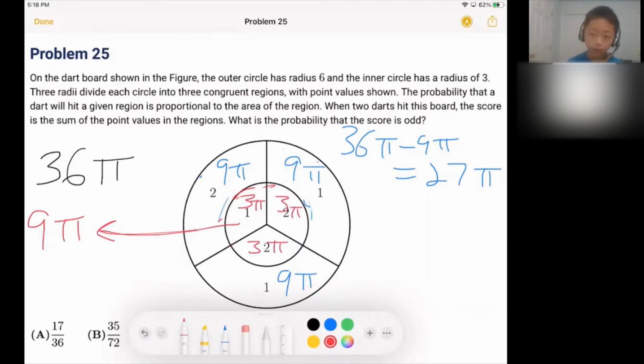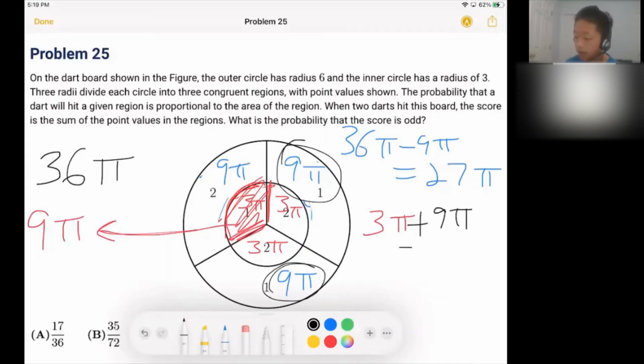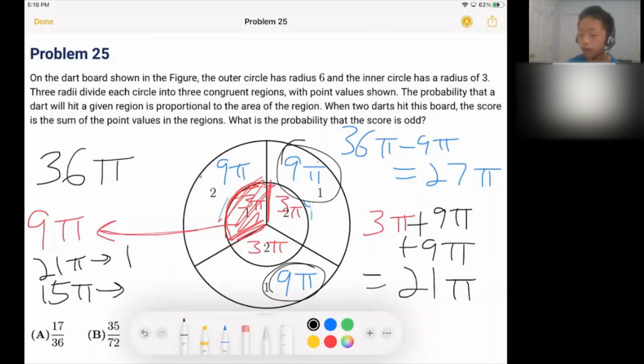So now let's calculate the total area of the regions that contain a 1, right? So this region has area 3 pi, it contains a 1. And this region here contains a 1, and this region here contains a 1. So 3 pi plus 9 pi plus 9 pi equals 21 pi. So the total area of the regions labeled 1 is 21 pi. And we can do a similar calculation, and we get 15 pi. So 21 pi for the 1s, and 15 pi is the area for the 2s.